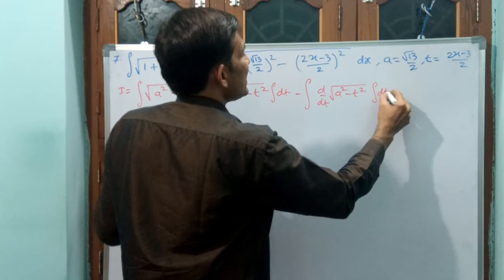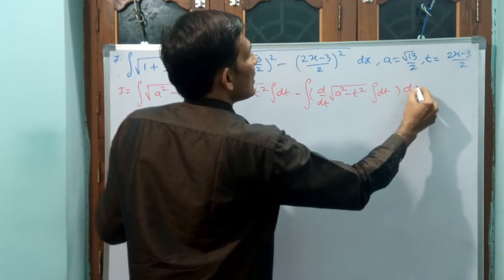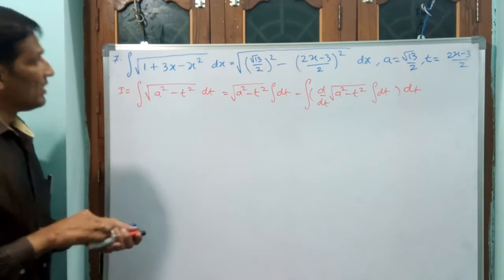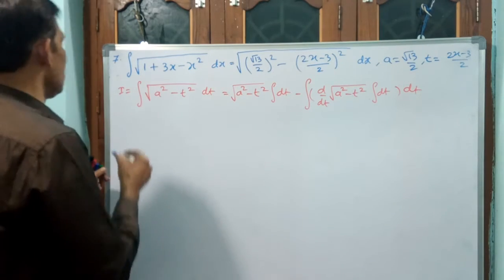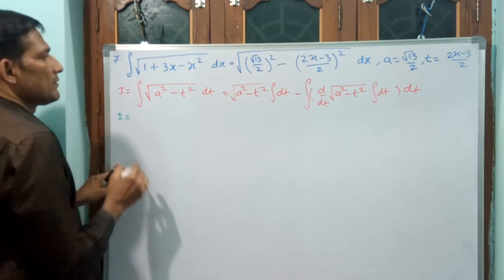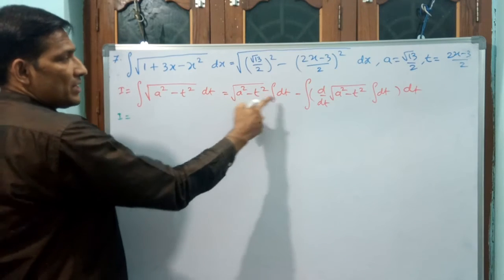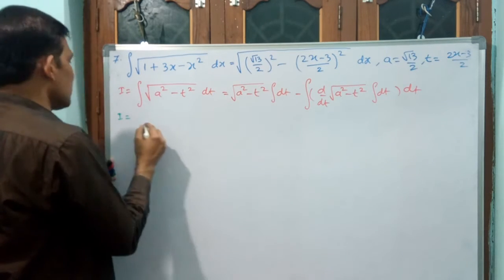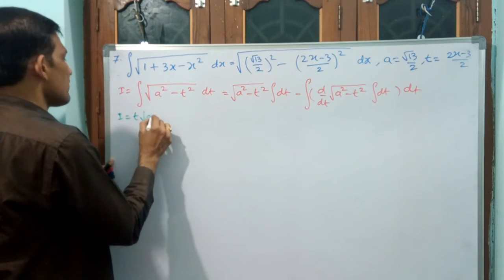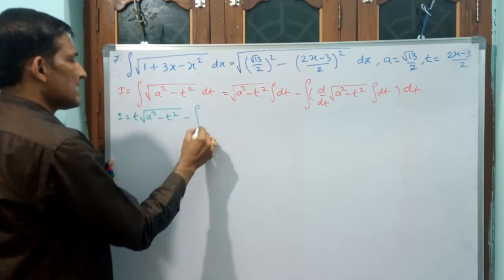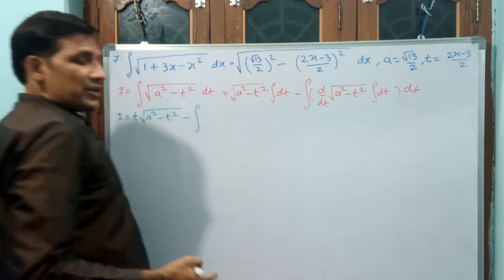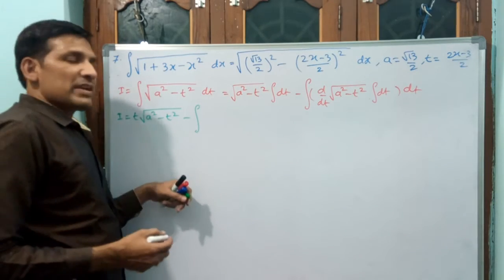Again integral dt, whole dt. Is it okay? Definitely okay. Now write down: I is equal to, see, integral dt, t will come, t into square root of a square minus t square, minus integral. You see, d by dx of square root of a square minus x square is 1.